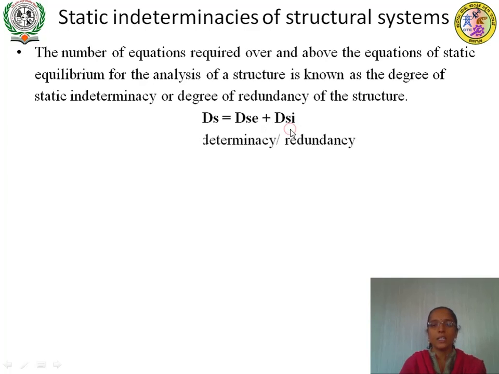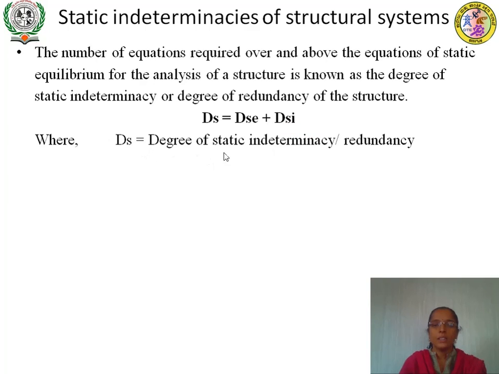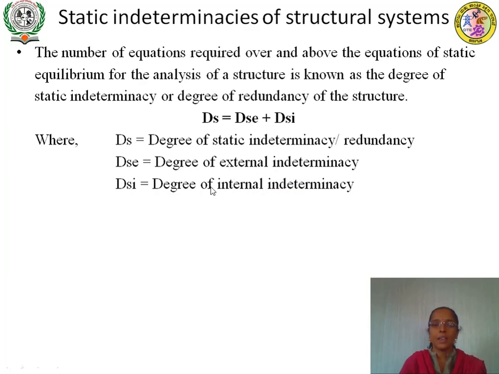What do DSE and DSI mean? DS is the degree of static indeterminacy or redundancy. DSE is the degree of external indeterminacy. Externally indeterminate refers to reactive components, okay, and DSI is the degree of internal indeterminacy, which refers to members.